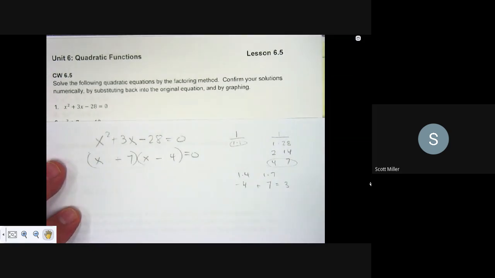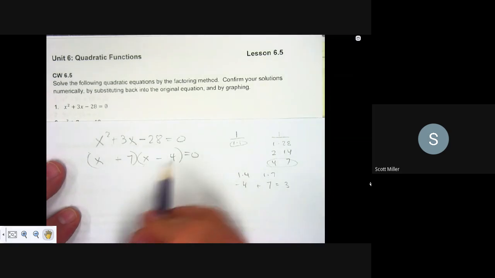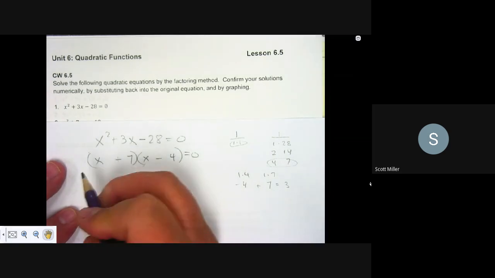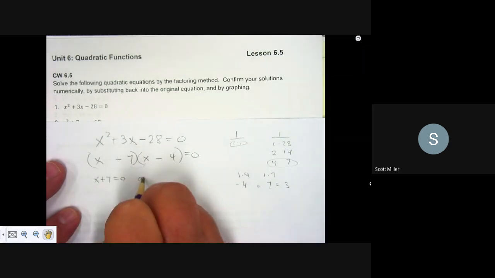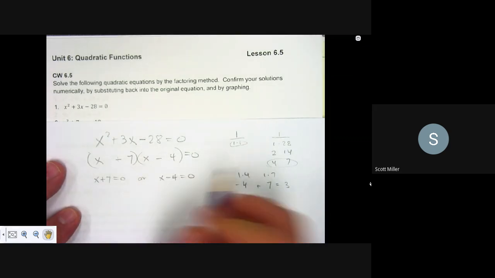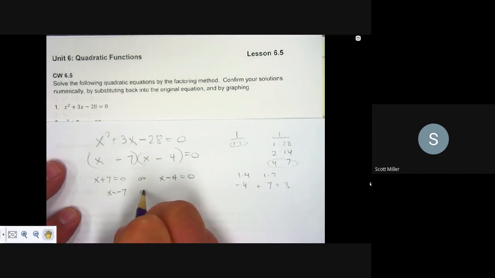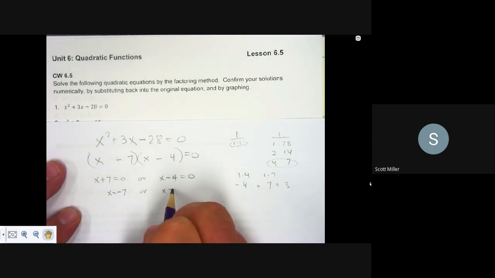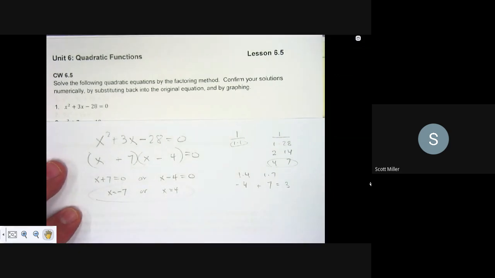So now I can use the zero product rule, which says if I have a product of two terms that equal 0, then the first thing can be 0, or the second value can be 0. And then we solve each of these individual linear equations. In this case, we're just going to subtract 7 from here, so we'll get x equals -7. Or we add a 4 here, and x equals 4. And so those will be my two solutions.